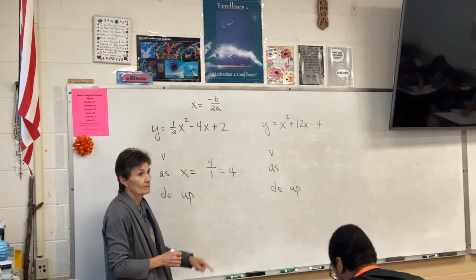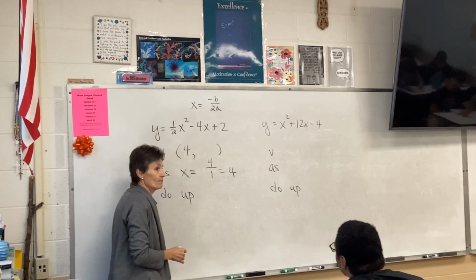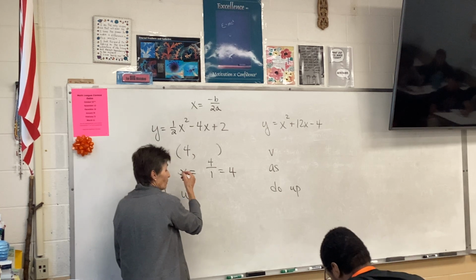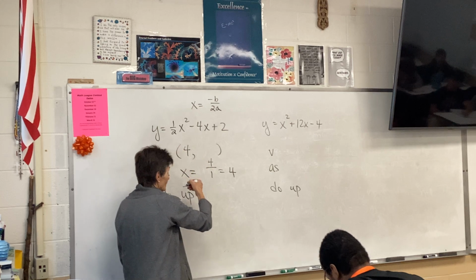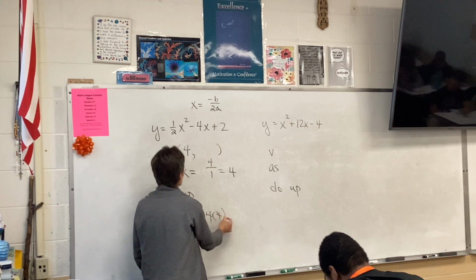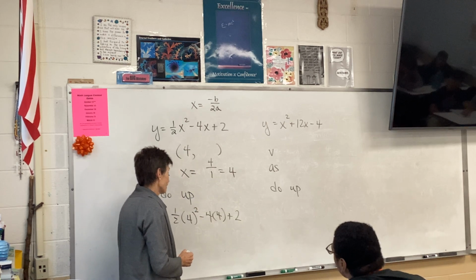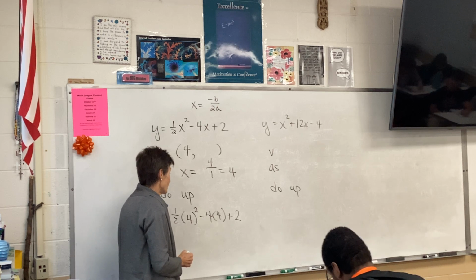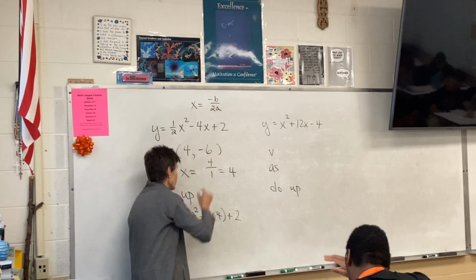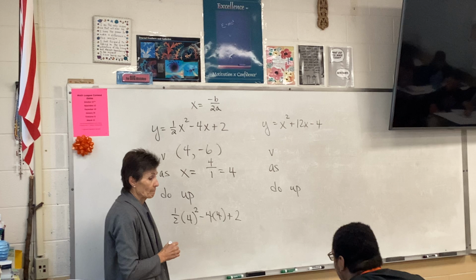Everybody got that? Now, what does that mean about my vertex? Well, it means the x of my vertex is 4. So now I will find my y by plugging in 4. So I'll have 1/2 times 4 squared minus 4 times 4 plus 2. I am getting negative 6, but I'm going to let you guys check that out for me and see if that's what you get. Okay, we good?